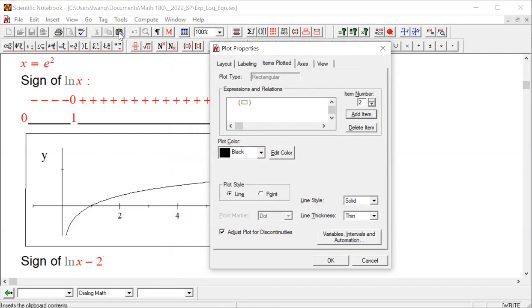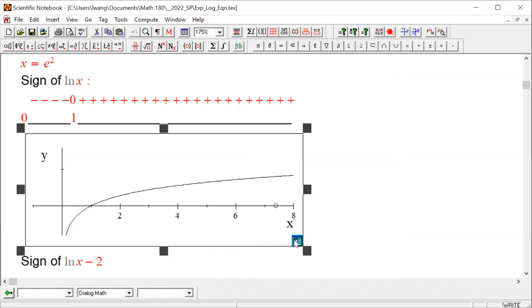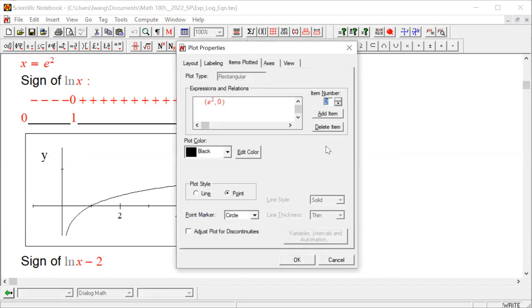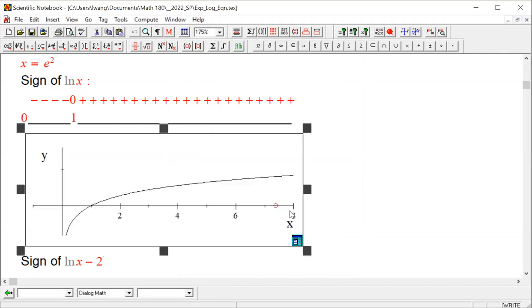e squared. There's a point. I'm going to make it a circle. Wait, that's e squared. See that? I should make it red so you can see clearly. Okay, so that's 1, and that's e squared. e squared is right here.